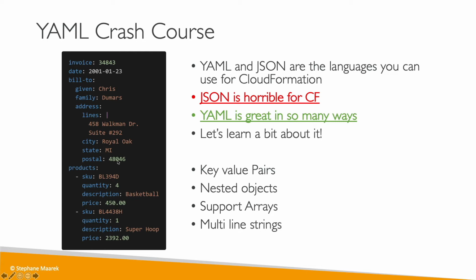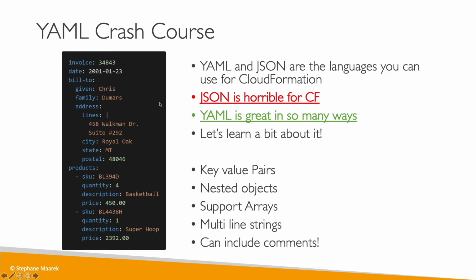We also have support for multi-line strings. These are very, very difficult to do using JSON, but using YAML is quite simple. If you look at address lines, as you can see right after the colon, there is a vertical pipe bar. This vertical pipe represents a multi-line string, which has two lines, the 458 Walkman Drive, and then the second line starting with suite. As you can see, these two lines are one on top of the other, so they will be represented as a multi-line string. They're both part of one string with a line break.